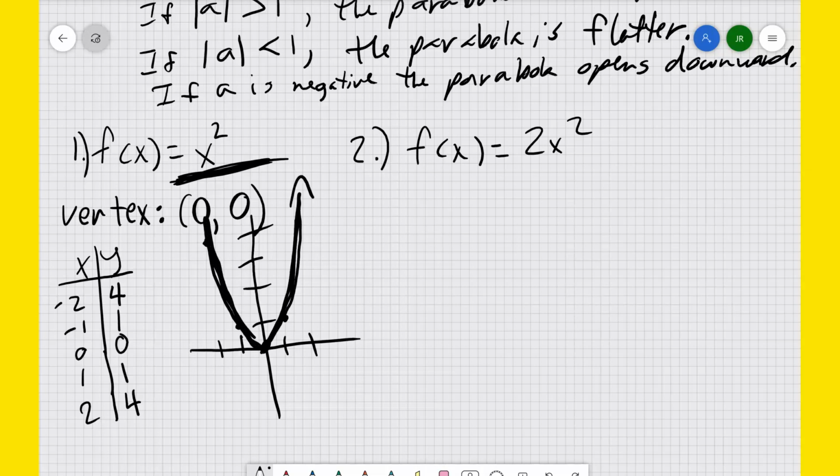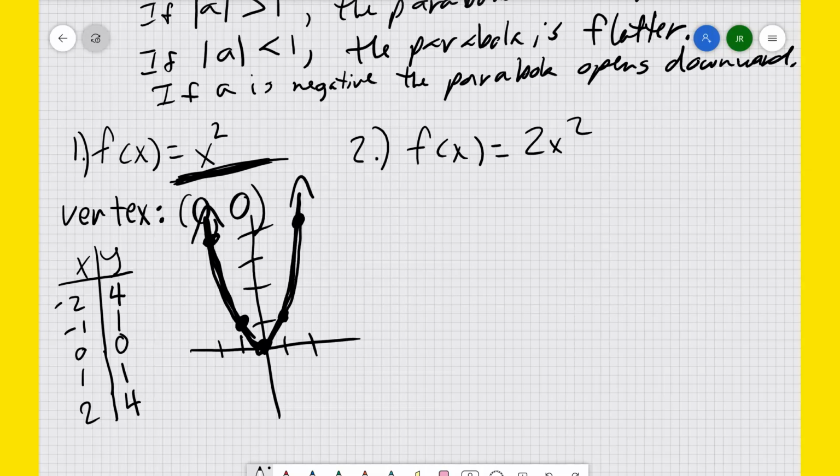This is my parabola. I like to use 5 points to do the parabola. The vertex and 2 points on either side of the vertex. Now I'm going to show you a shortcut.